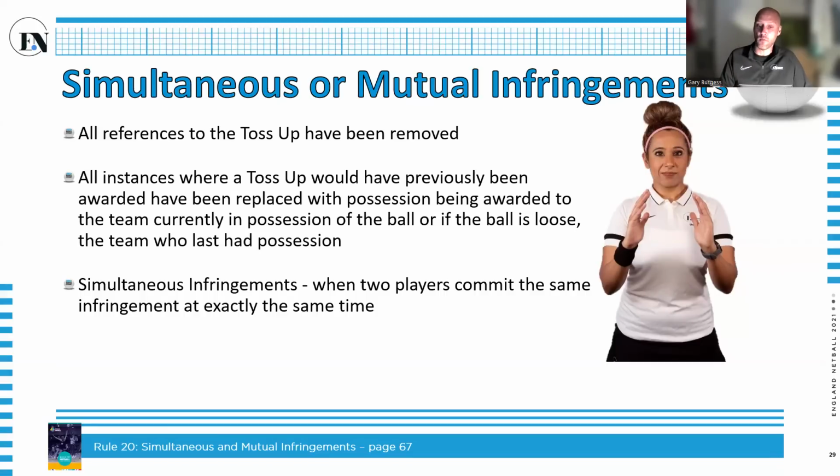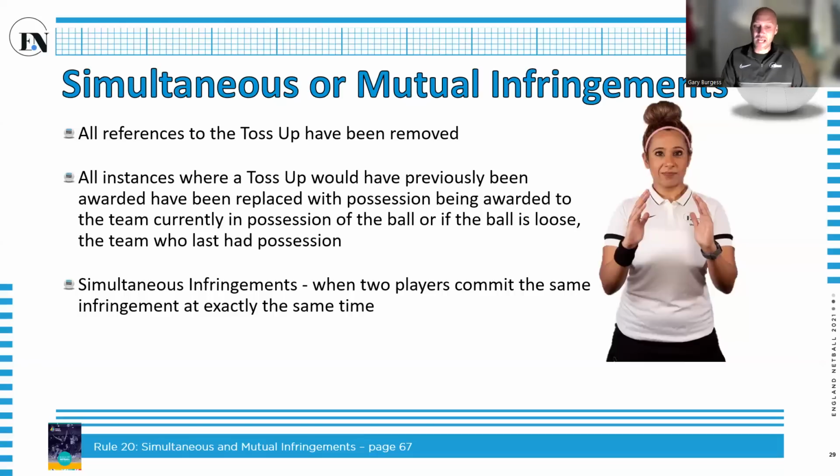with possession being awarded to the team currently in possession of the ball, or if the ball's loose, it will go back to the team who last had possession. Okay. Now, if you can't remember who had last had possession, then you consult with your co-umpire, and they may well know who had it, and then you just pop a hold time in, hold time to save time, check with your co-umpire, and then return the ball back to the team that had possession last.